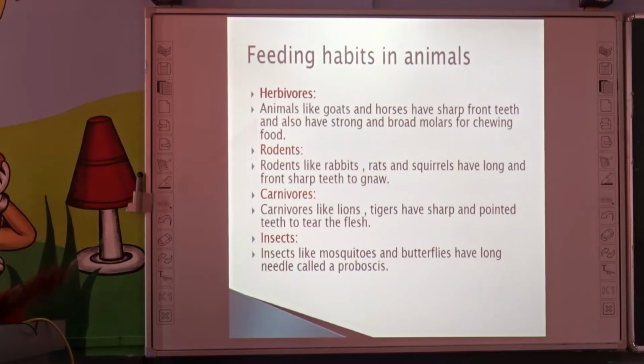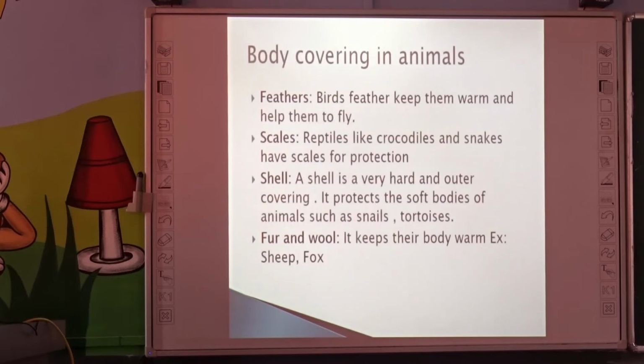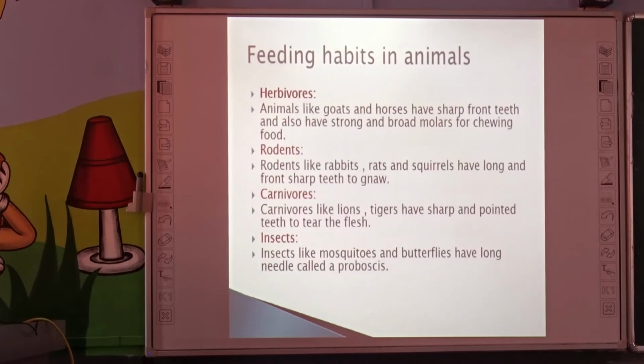Some animals eat only plants. These animals are called herbivores. Animals like goats and horses have short front teeth and strong, broad molars for chewing food. Rodents like rabbits, rats, and squirrels have long, sharp front teeth to gnaw their food. Carnivores like lions and tigers have sharp, pointed teeth to tear flesh. Insects like mosquitoes and butterflies have a long needle-like proboscis.